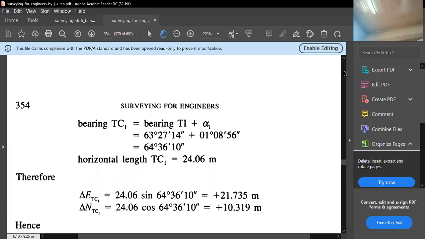Therefore TC1 is equal to 63 degrees 27 minutes 46 seconds plus 1 degree 8 minutes 56 seconds. Let's write this right now. Our focus is to calculate the bearing at C1. Stay with me. So let's do that.